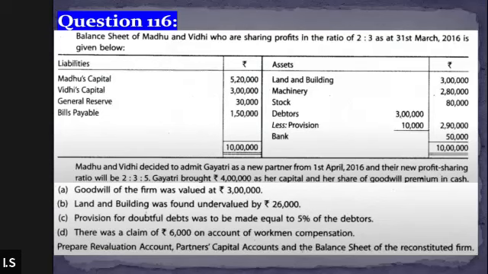So you will go to the partner's capital account, and on the credit side of the partner's capital account, you will write down premium for goodwill account, and then you will write down the value of 60,000 in the column of Madhu and 90,000 in the column of Vidhi. This is how we will treat the goodwill of Gayatri. Okay. Got it? Is that clear? And you want me to explain it more? Sir, it's okay, I will do it later. Okay.